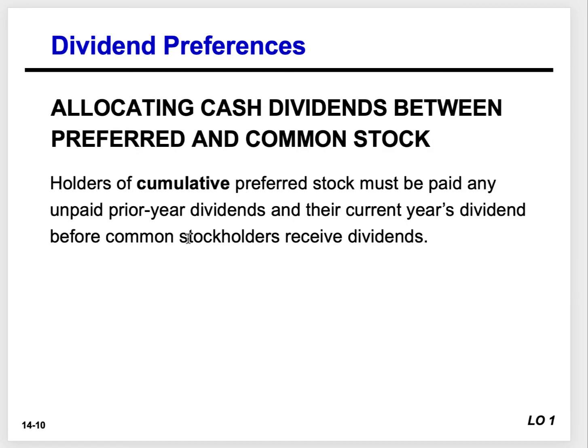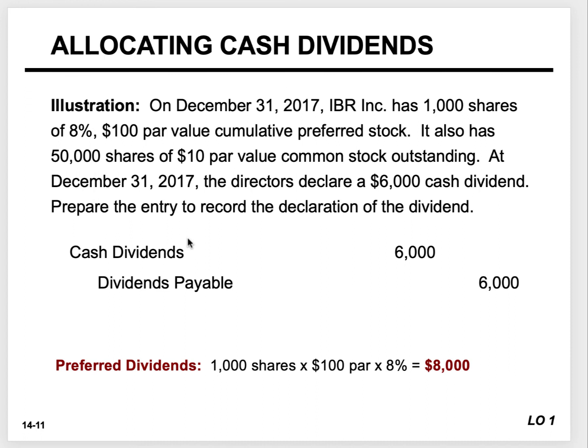Okay, so let's talk a little bit more about these dividend preferences, allocating cash dividends between the preferred and the common stockholder. We kind of already gave you the answer, but let's work through exactly how we're going to do this. Because the preferred stockholders have 5,000 shares of cumulative, that's the key word, cumulative preferred stock, they must be paid any of the unpaid prior year dividends, plus they need to receive the current year dividend before any common shareholders get any dividends. That's easy.